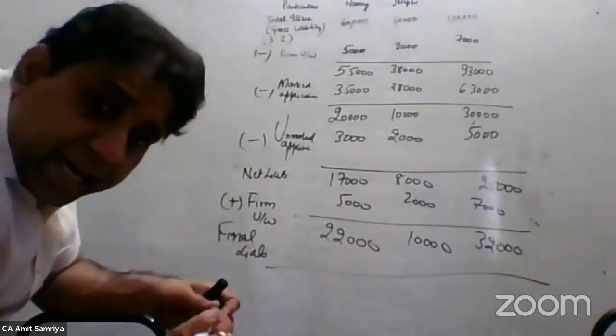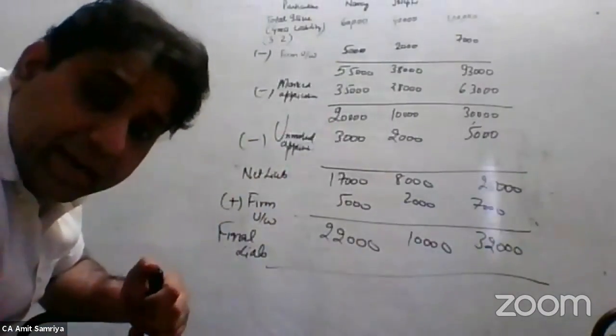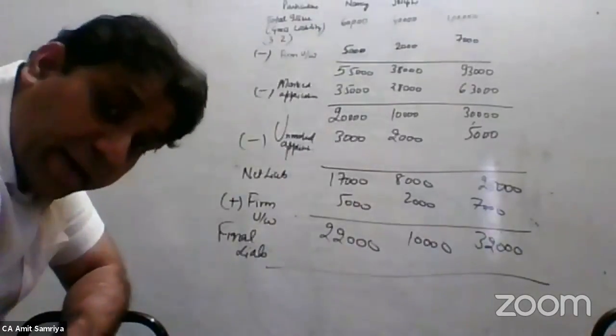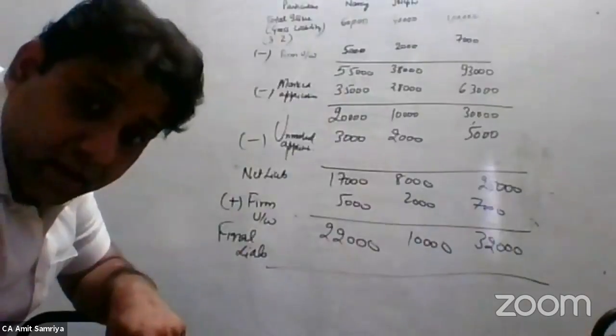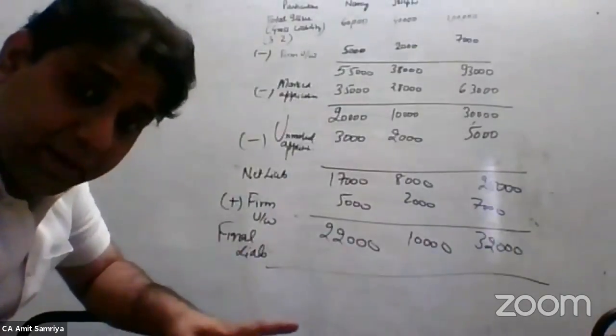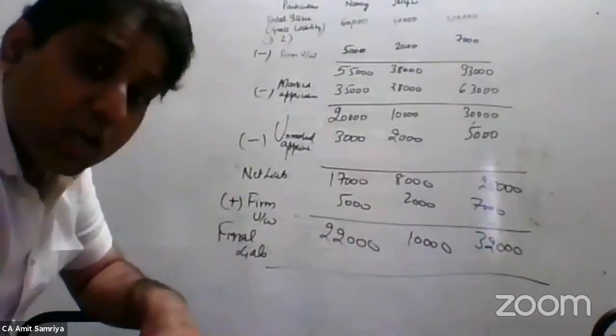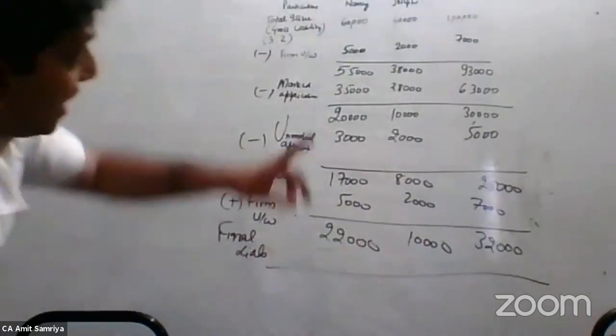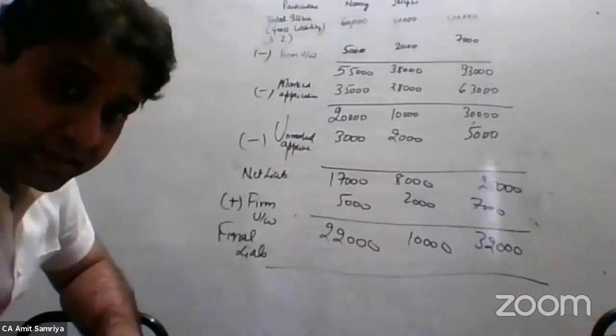If there is no firm underwriting given in the problem, then net liability and final liability are the same. But if firm underwriting is given in the problem, then first deduct the firm underwriting, then at the last add the firm underwriting. Before adding firm underwriting, you will get the net liability, and after adding the firm underwriting, you will get the final liability of underwriters. This is the statement of liability of underwriters.